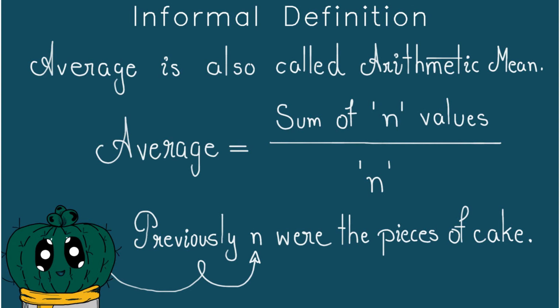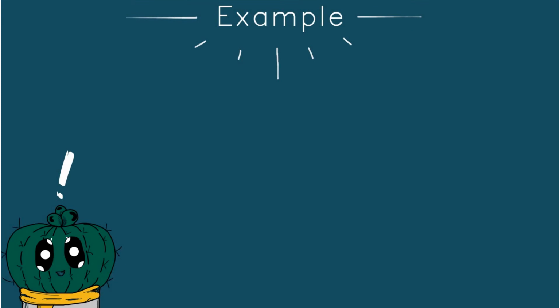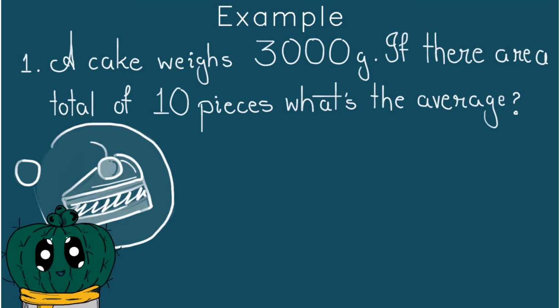Okay, so let's go ahead and apply this on an actual example. Let's say that another person made a cake, and it came out to be equal to 3,000 grams, which is equal to 3 kilograms. Now, let's say that the person assigned to cut the cake decided to have 10 pieces of cake. Now, what is going to be the average weight of a piece of cake? Again, I'm just asking about the average. We don't want to know the exact weight. We just want to know the average weight.